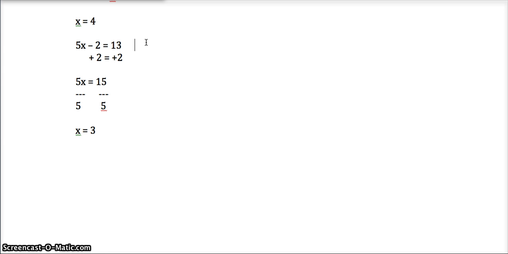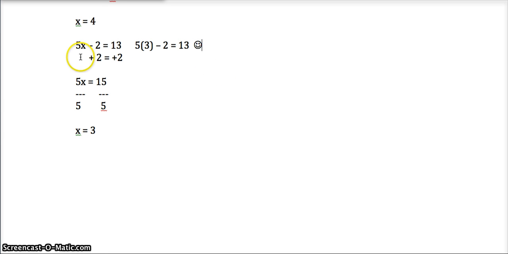And then, just like we did before, we can go back up here and plug it in to check our work. So 5 times 3 minus 2 equals 13. Well, 5 times 3 is 15, and 15 minus 2 is 13. So we get another smiley face right there.